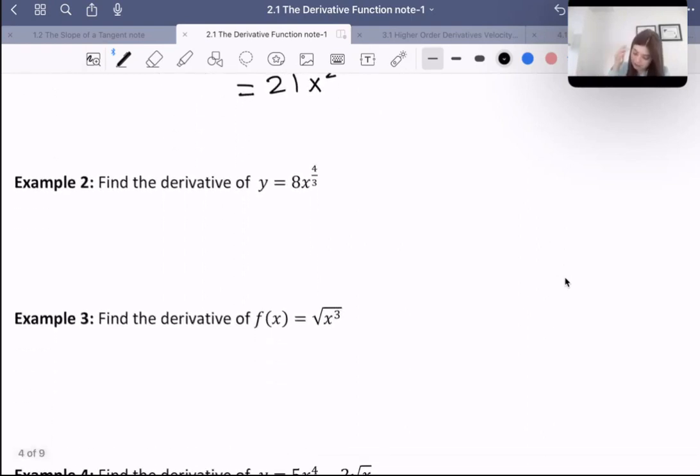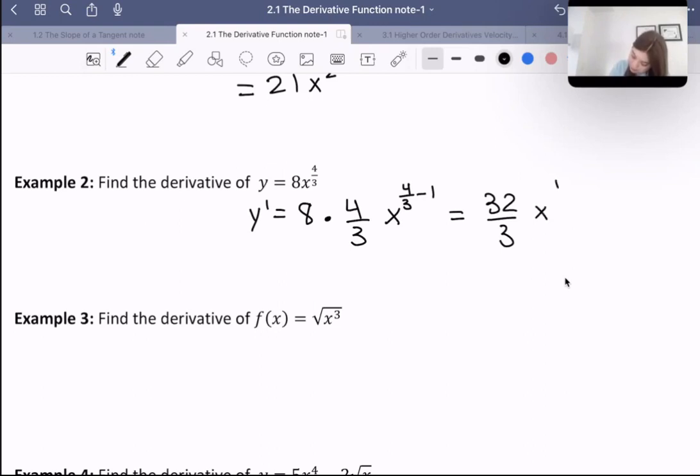All right, how about this one? Y prime, the derivative, would be equal to 8 times 4 over 3, right? We're taking the 4 over 3, the exponent, and we're putting it out in front. X to the 4 over 3 minus 1. Now, let's move on. 8 times 4 is 32, so this is 32 over 3 x to the power of 1/3, right? Because 4 over 3 minus 1 is 1/3.